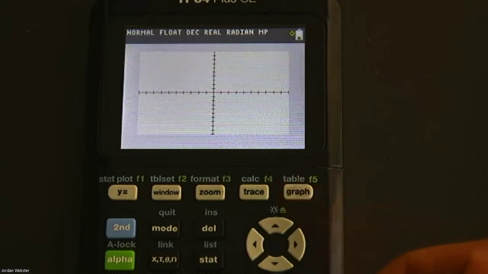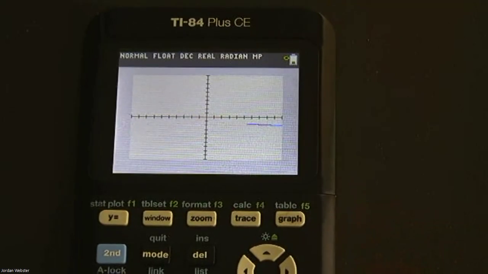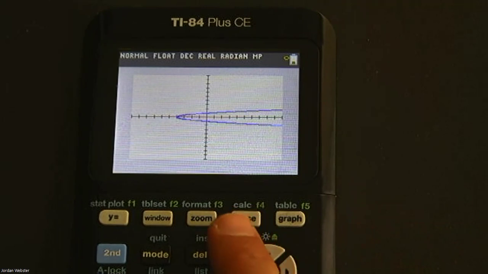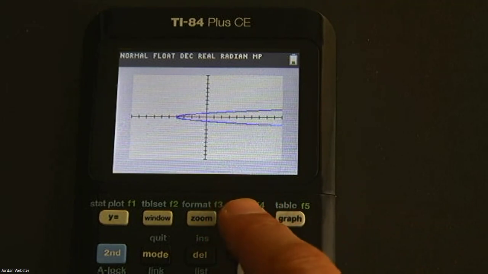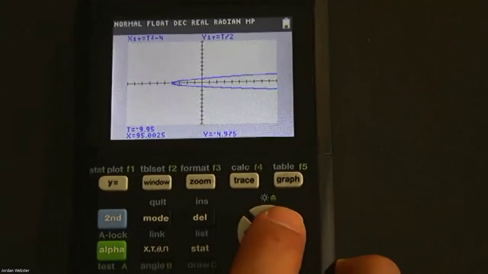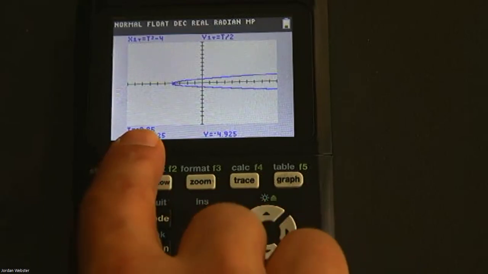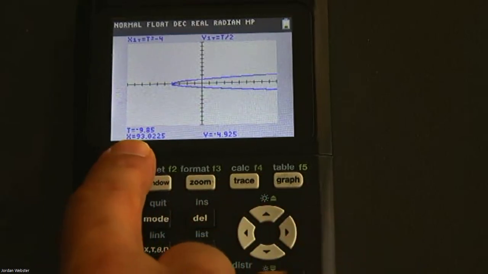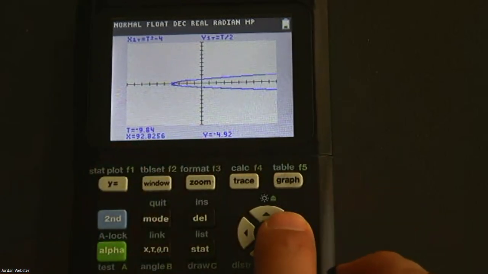Then hit the graph. Once you do that, it's going to take a minute because that step is so small that it's going to take a little while to graph, but now you can see the graph. If I want to find the orientation of this graph, all we have to do is hit trace. And then as I hit the right arrow on my calculator, you can see that the t value increases and you get the corresponding x and y coordinates.